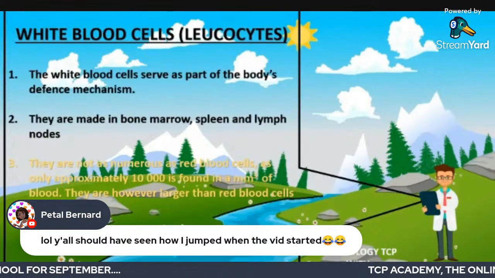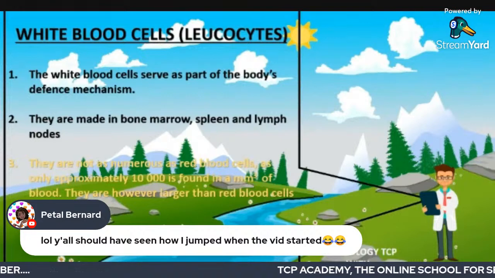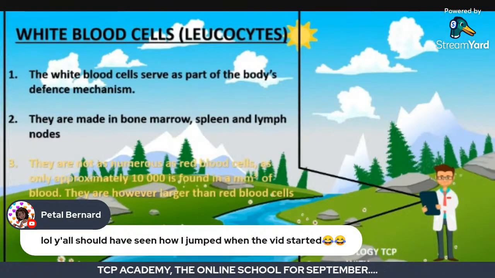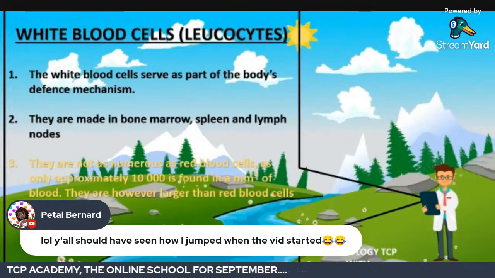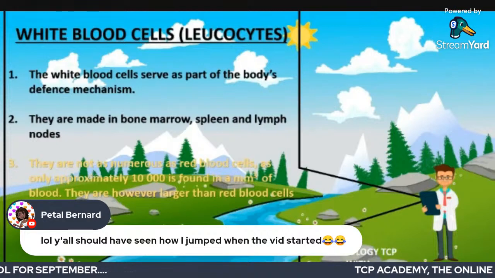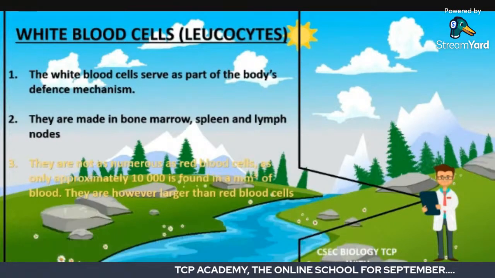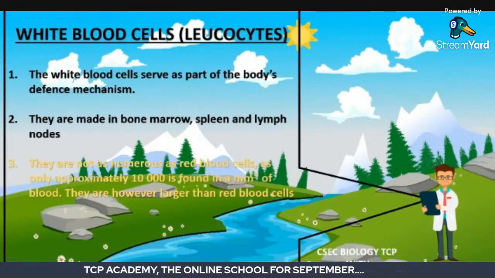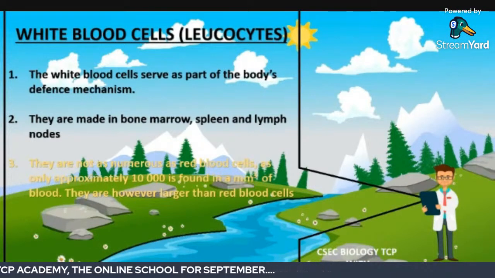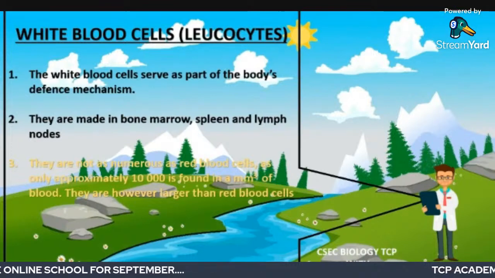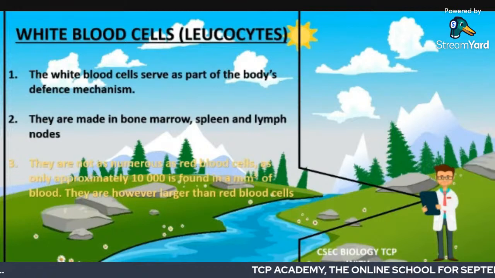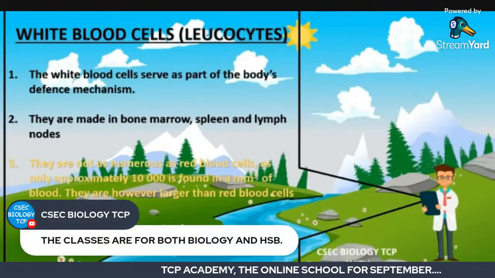White blood cells are called leukocytes. The white blood cells serve as part of the body's defense mechanism. They are made in bone marrow, spleen, and lymph nodes. They are not as numerous as red blood cells, as only approximately 10,000 are found in a millimeter cube of blood. They are, however, larger than the red blood cell.